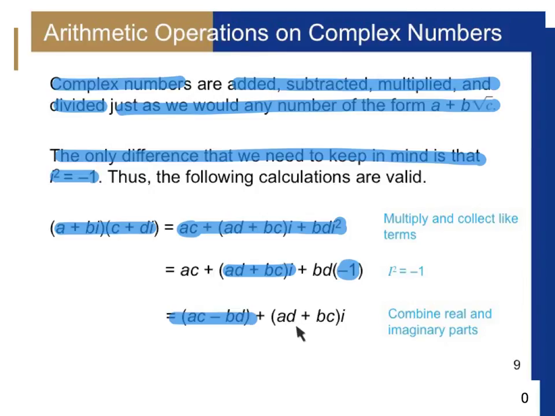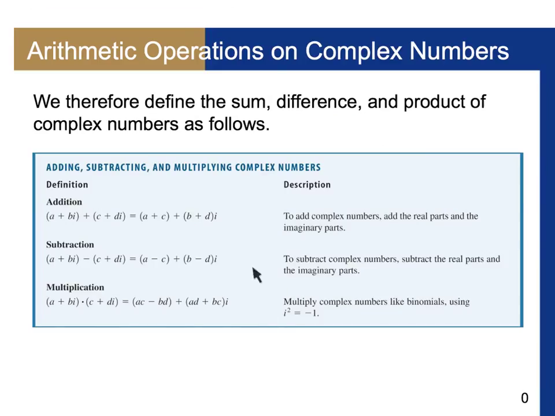Okay, but think FOIL when we're doing this. We multiply. This is like a binomial. It's like a plus bx. This is like c plus dx. Okay, so we're multiplying a binomial times a binomial. So whenever you're multiplying complex numbers, you can use FOIL. Okay, let's do some arithmetic operations on complex numbers.